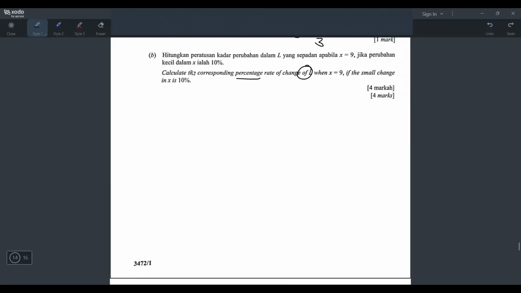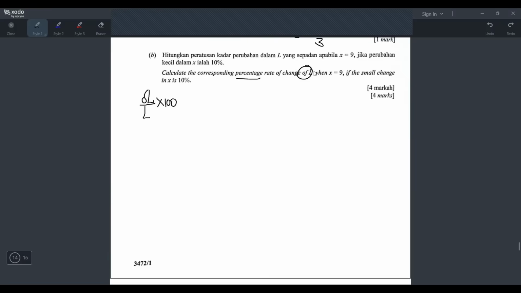And let's write down the information first. So calculate corresponding percentage change of L, right? So it means I want to find change in percentage of L. And the formula to find percentage change is to take the small change in L, divide with the original value of L times 100. This is the formula to calculate the percentage change in L. But in order to use this formula, you need to have the delta L and the L, right? And it has to be the old value of L.